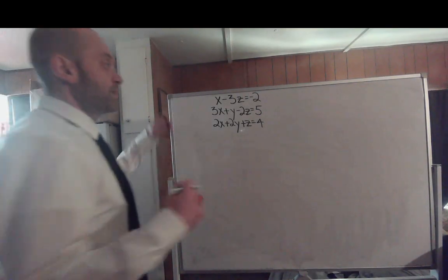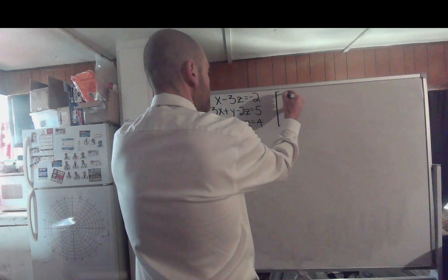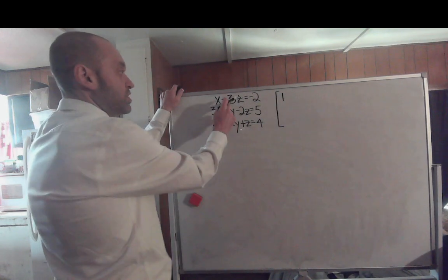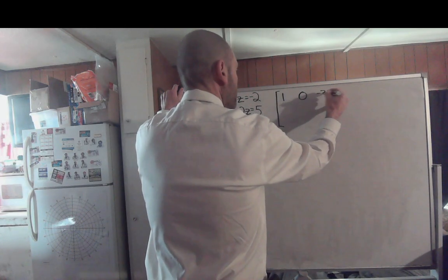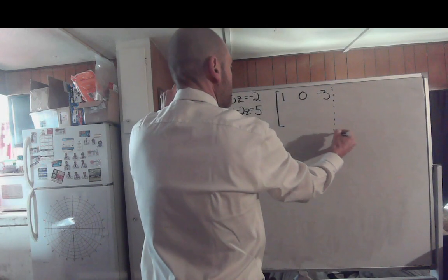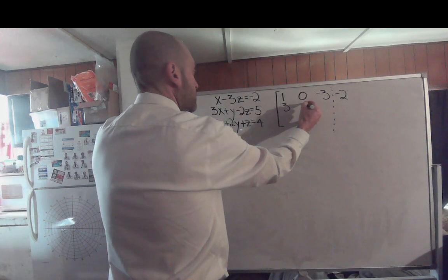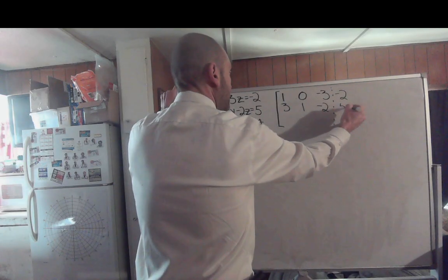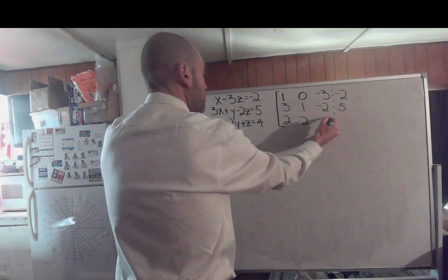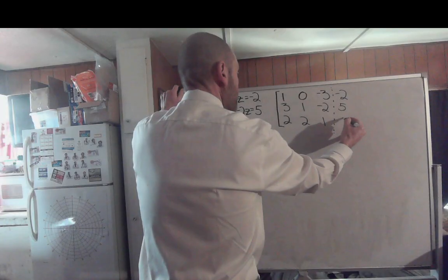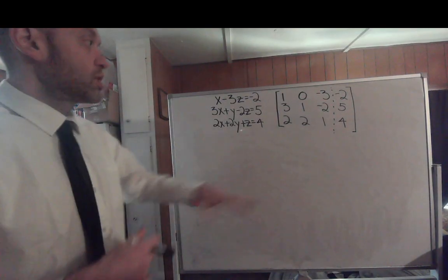Let's go ahead and set up the augmented matrix that's going to represent the system. So in the first row, you'll have 1 for your x coefficient. You'll have 0 for your y, since you don't have a y term. Negative 3 for your z. And then to the right of the augmentation line, a negative 2. Then you'll have 3, 1, negative 2, 5. Then you'll end up having 2, 2, 1, and then 4. Alright, so here's your augmented matrix.